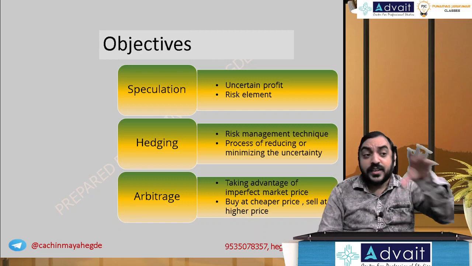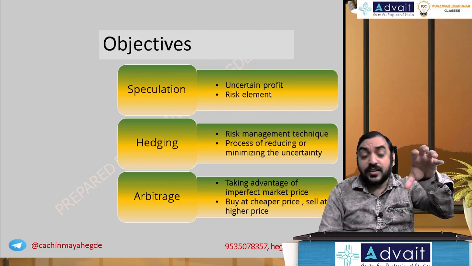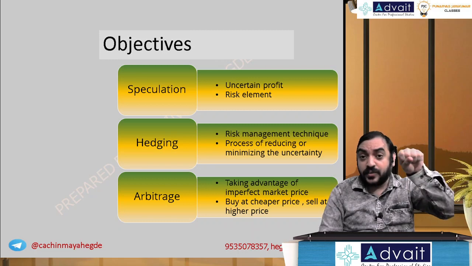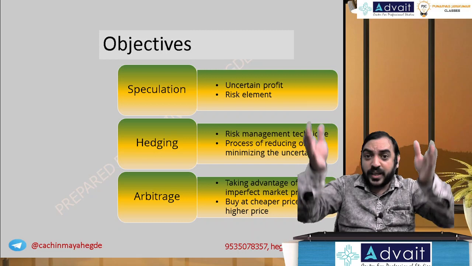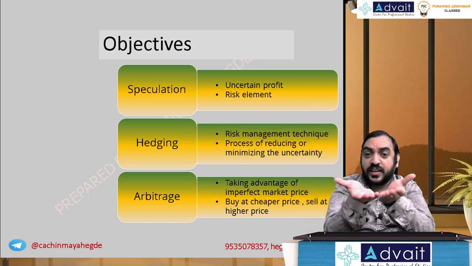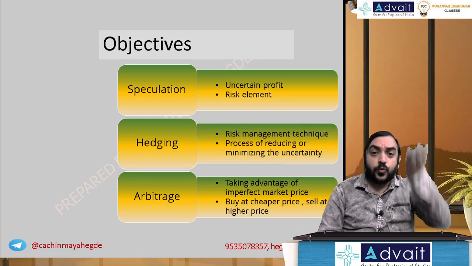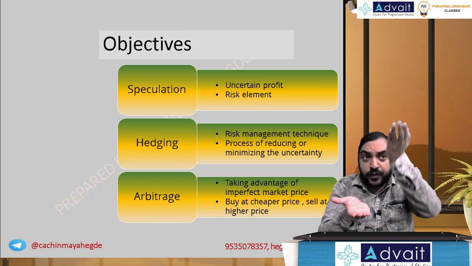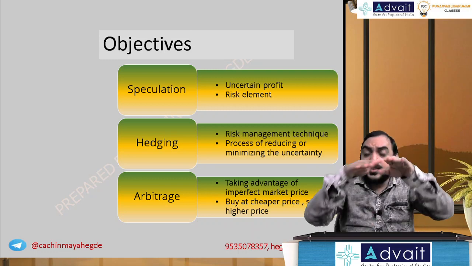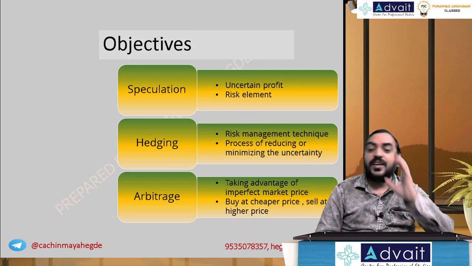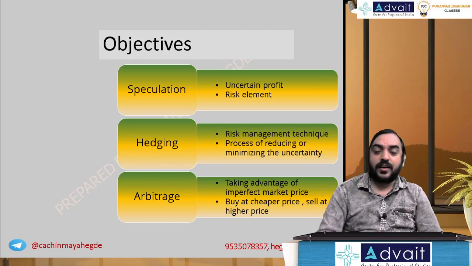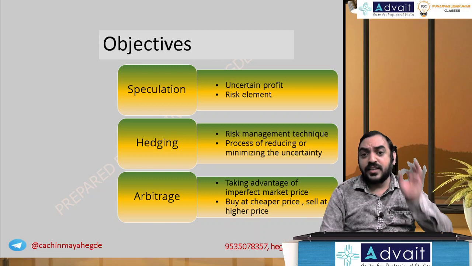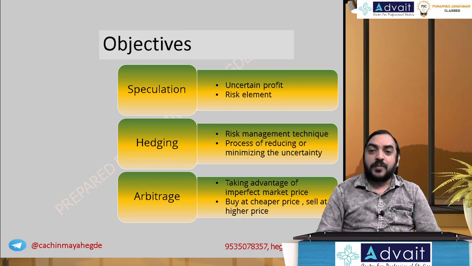Now, what happens in this 100 rupees market? The buying pressure happens. In the 105 market, selling pressure happens because of the buying pressure. The price will reach an equilibrium. 105 will come down, 100 will increase. Equilibrium will be maintained. That is what is called arbitrage, taking the advantage of imperfect market price.